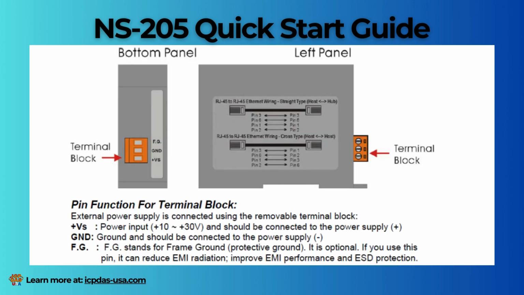Checking power. Since the NS-205 consumes 2.4 watts, ensure that your power supply is able to meet this demand. The input voltage range is 10 to 30 VDC. External power supply is connected using the removable terminal block as shown below.